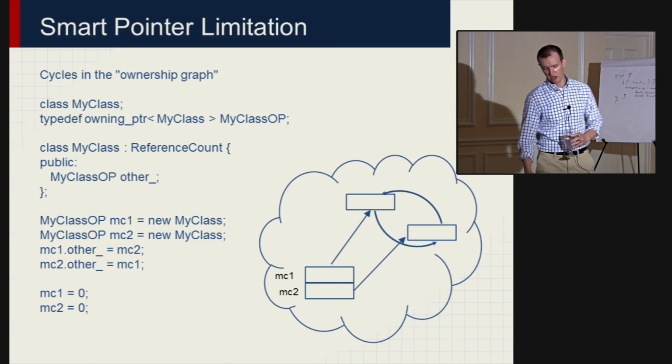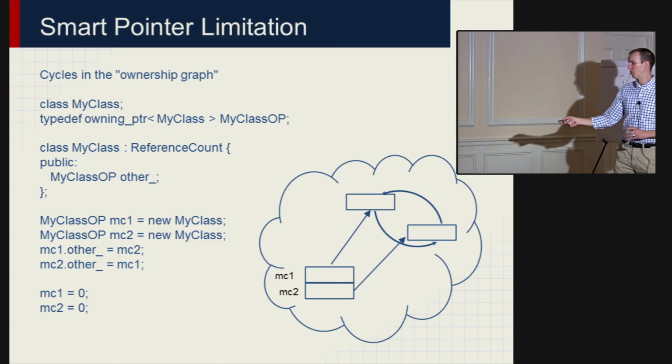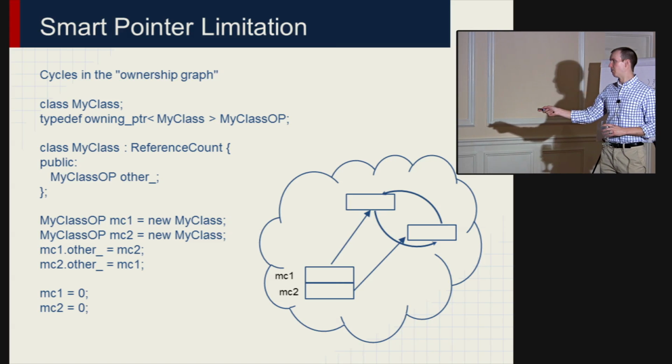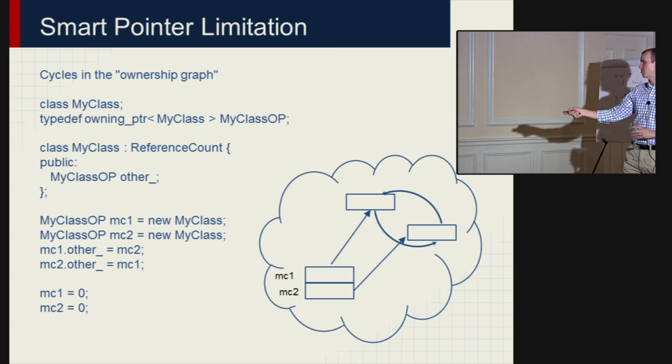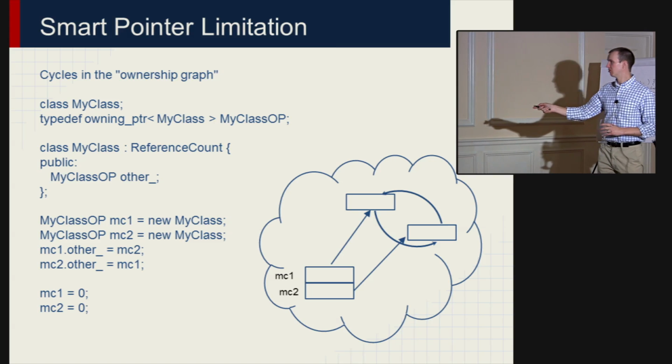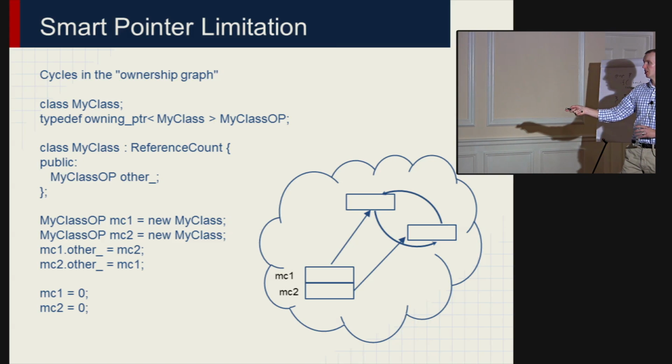So pictorially, what's going on here is that you've got a piece of memory for MC1 and MC2, and then you have your two instances that you've created for each of those. And you've set the other pointer for each of them to the other. So this object now points at the one for MC1, and the MC1 object points at MC2. Once you've created this picture, the reference count for this one is going to be 2 because it's got two smart pointers pointing at it, and this one is also going to be 2 since you've got two smart pointers pointing at it.